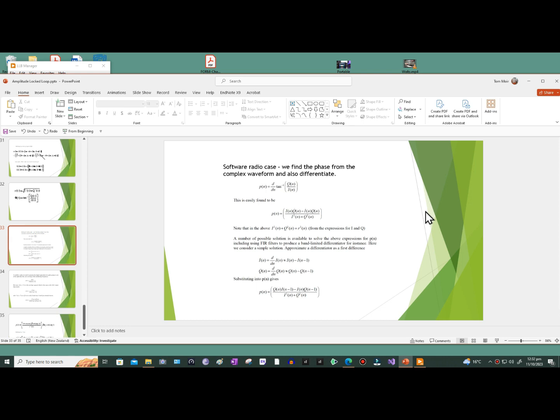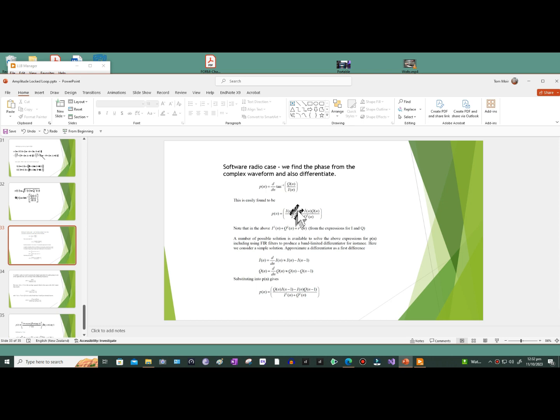But then you have to differentiate the term within it. It's a function of a function. So you end up with this thing: I times the derivative of q minus derivative of I times q, over I squared plus q squared. You recognize that I squared plus q squared is the envelope squared. If you take the square root of that, you get the envelope itself. It's interesting you get that.